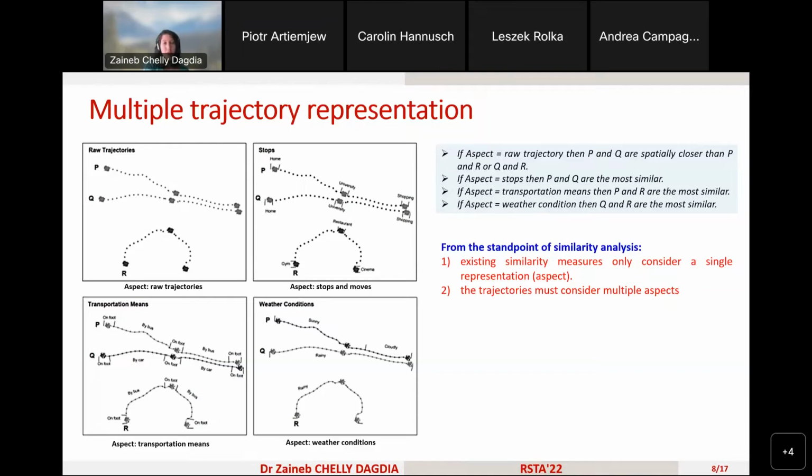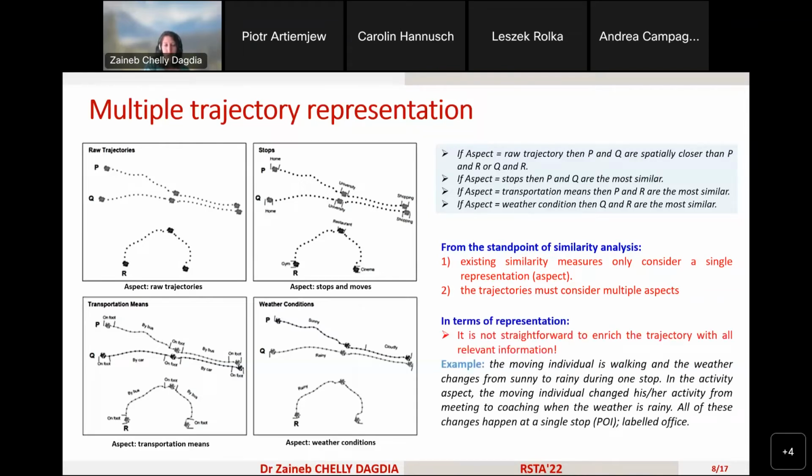Well, it is not straightforward. Why is it not straightforward? Because if I take an example here, assume that we have a moving individual who is just walking, and then the weather changes from sunny to rainy during a single stop. The activity aspect, the moving individual changes his or her activity from meeting to coaching when the weather was raining, and then the weather changes again to sunny for a specific slot of time, etc.